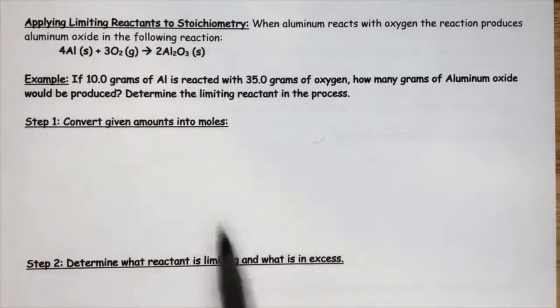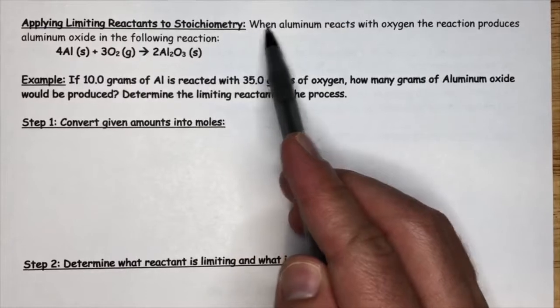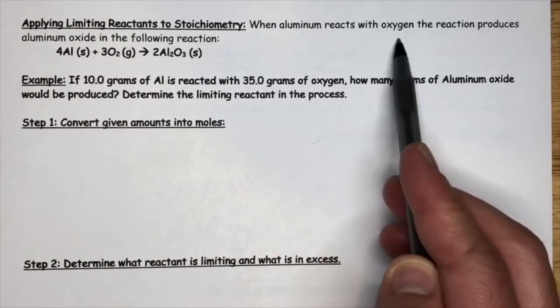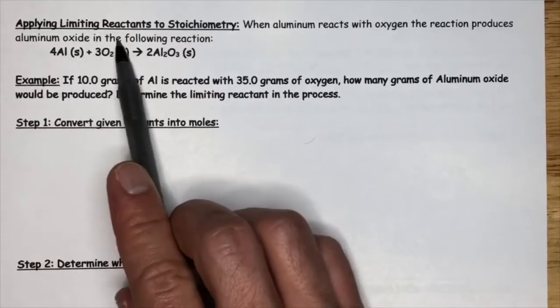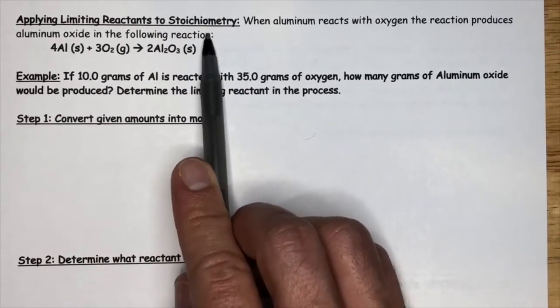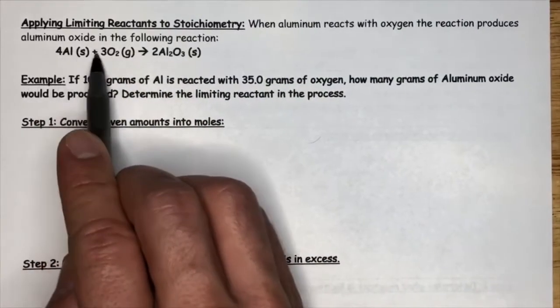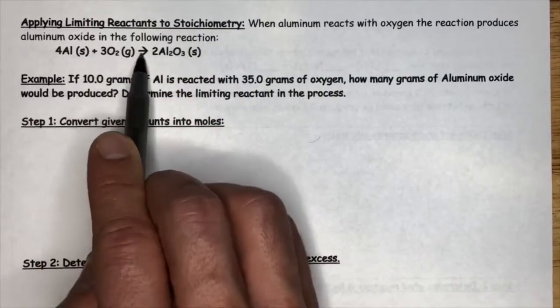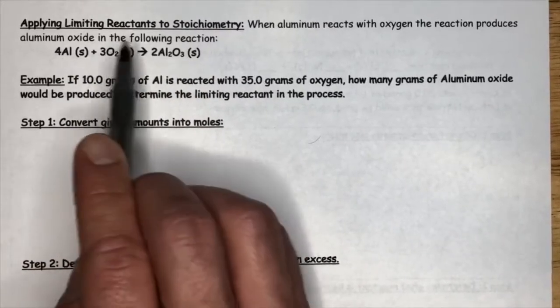So in this example, we are going to talk about how to go through a whole stoichiometry problem, but take into account limiting reactants. Okay, we're looking at aluminum and how it reacts with oxygen. When aluminum reacts with oxygen, the reaction produces aluminum oxide in the following reaction. We're looking at a lot of aluminum oxide today, I guess. So 4Al reacts with 3O2 to produce 2Al2O3. So that's aluminum, oxygen in the air, aluminum oxide.